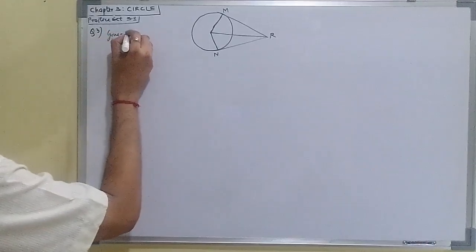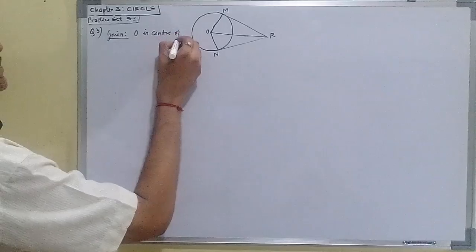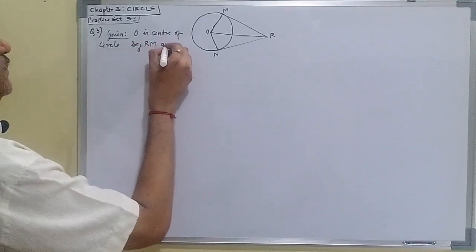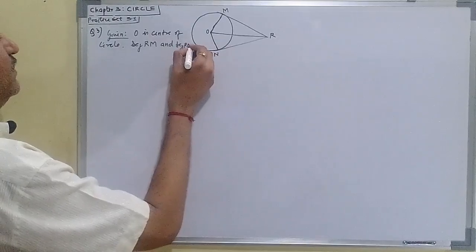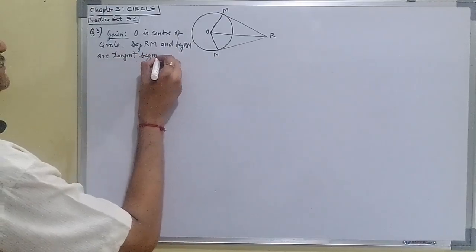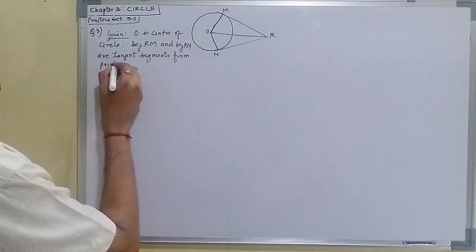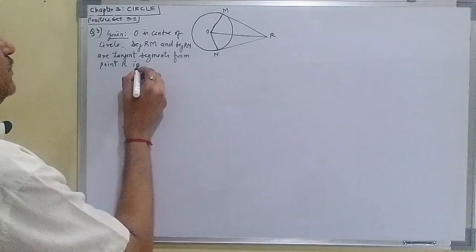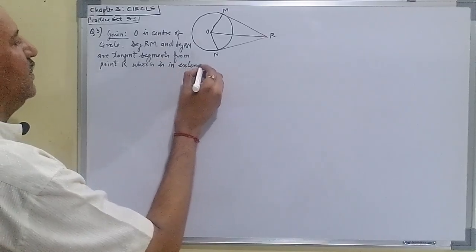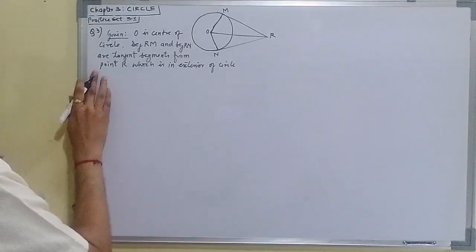Given: O is the center of the circle, seg RM and seg RN are tangent segments from point R, which is in the exterior of the circle. Prove that.